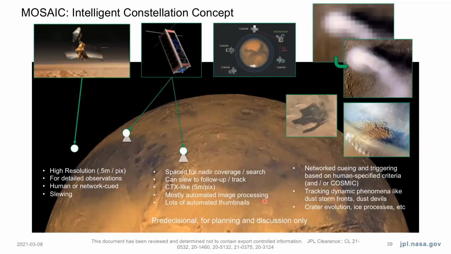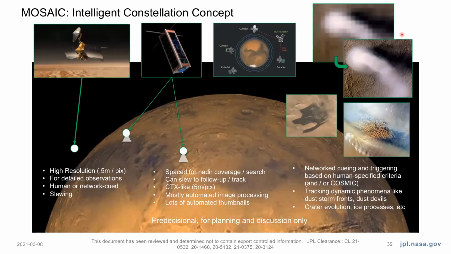Okay, so let's talk about a couple of emerging concepts real quick. This is one concept that I find very interesting, and it's called Mosaic, and it involves an intelligent constellation of orbiters. One of the class of things that artificial intelligence can help you with is to observe things that a human operator could not react to. They happen too quickly. On Mars, these things do tend to happen more frequently than you might expect.